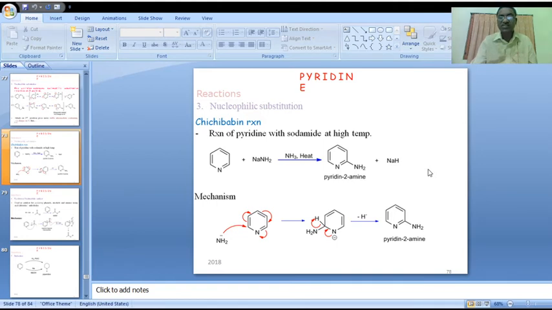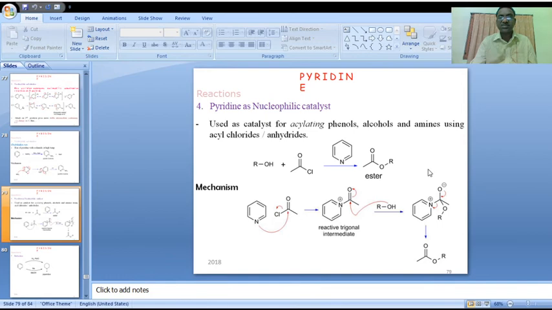These are all the different examples of nucleophilic substitution reactions. So many extra examples we are giving. Here is another important reaction: pyridine as a nucleophilic catalyst. Pyridine acts as a nucleophilic catalyst. Please observe in the reaction part. It is used as a catalyst for acylating phenols, alcohols and amines using acyl chlorides or anhydrides.